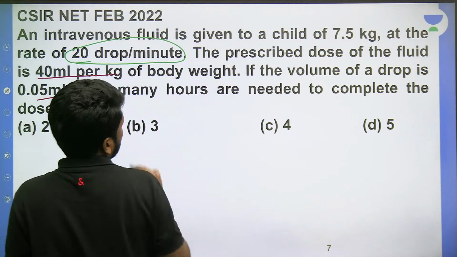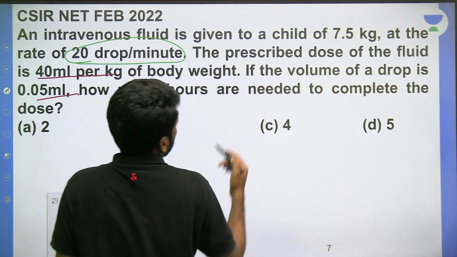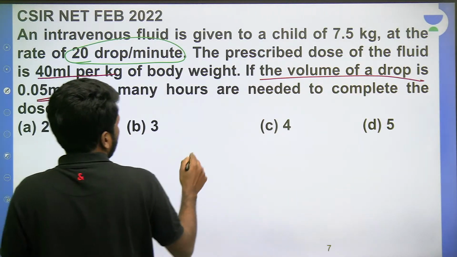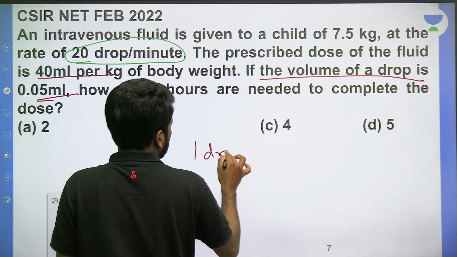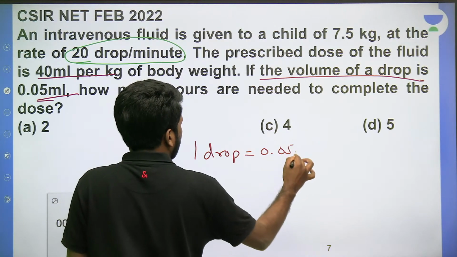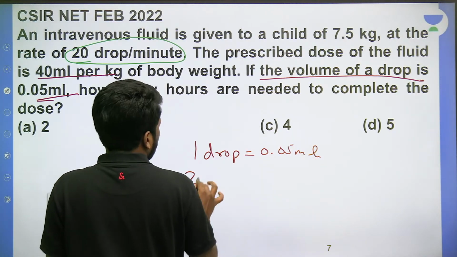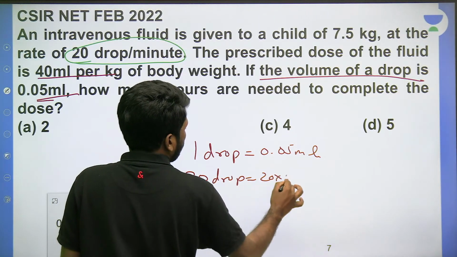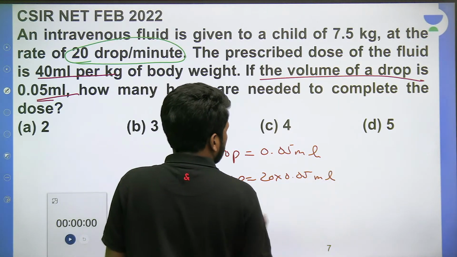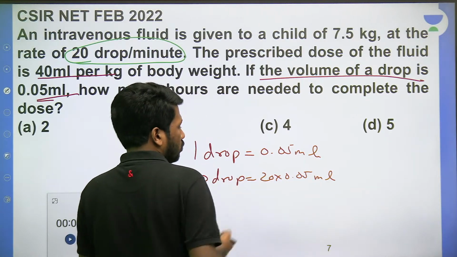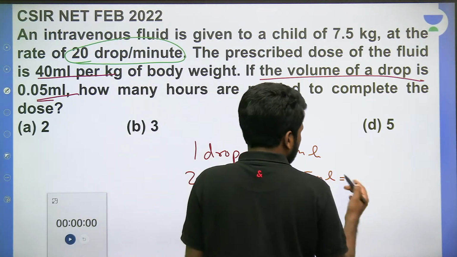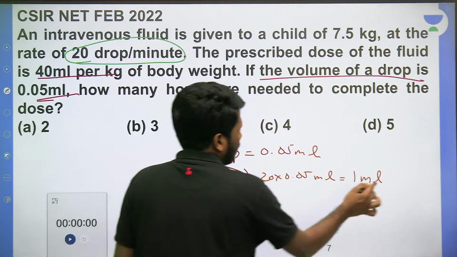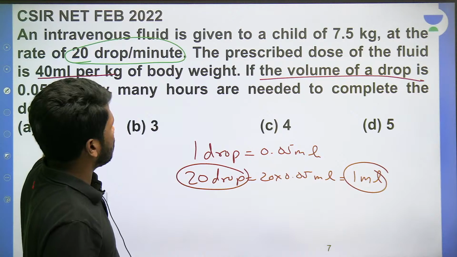सब डेटा दिया है. सो फर्स्ट ऑफ ऑल कन्वर्टिंग ड्रॉप्स टू मिलीलीटर विल बी बेटर. 1 ड्रॉप का मीनिंग 0.05 ml है. 1 drop is 0.05 ml. So definitely 20 drops per minute means what? 20 drops will be 20 into 0.05 ml. That is 20 into 0.05 means 2 into 5, 10. Shifting the decimal, you will get 1 milliliter itself. Here 20 drops का meaning 1 milliliter है. That is what this question is saying.